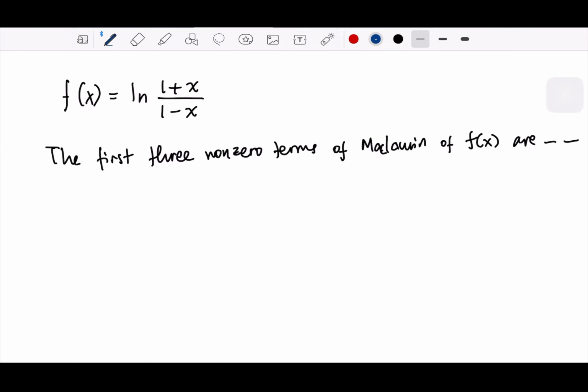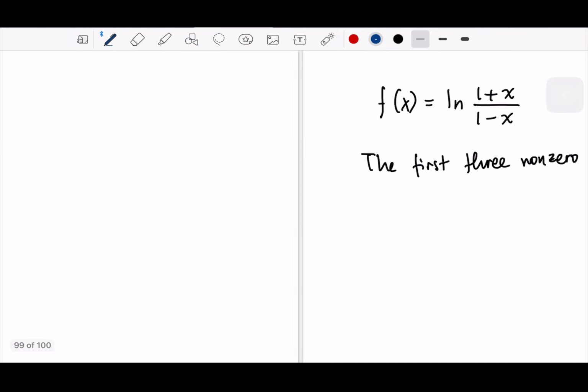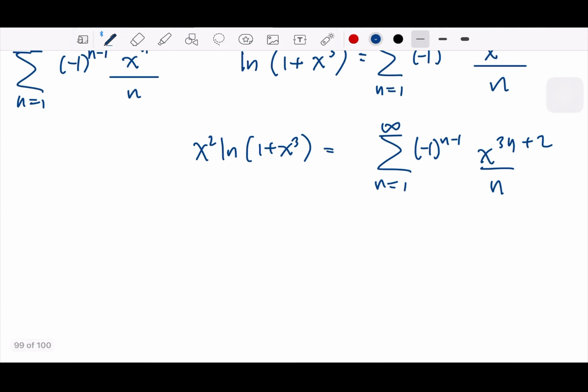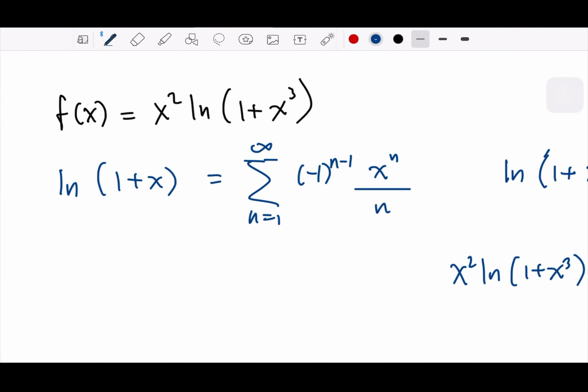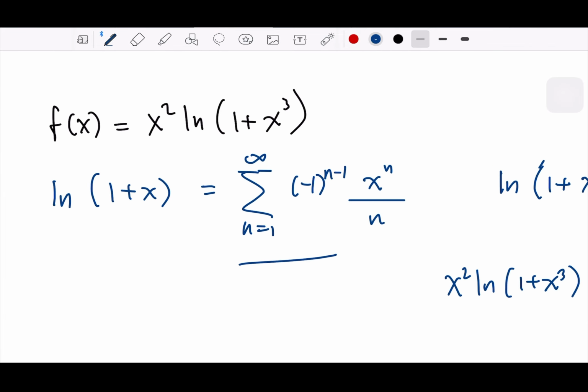Okay. Now, if we want to solve this, if we look back to what we have in ln of 1 plus x, this is what we have. We can rewrite this, or maybe let me copy this.